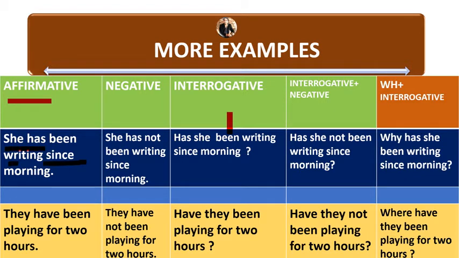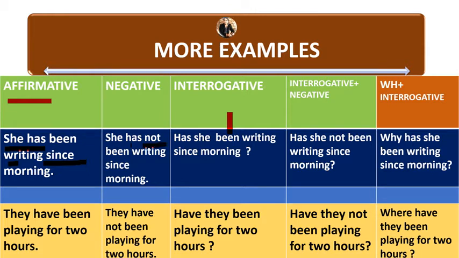Here I use the word since. So students, since is mainly used when we do not have a fixed period of time. In short, you can say since morning. Morning can start from 5 a.m., 6 a.m., 7 a.m., 8 a.m., 9 a.m. So we don't have a fixed time of what the exact time of morning is. So here the sentence is: She has been writing since morning. When I make it negative: She has not been writing since morning.